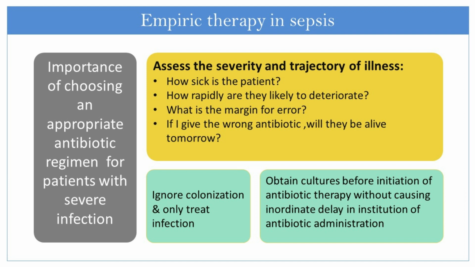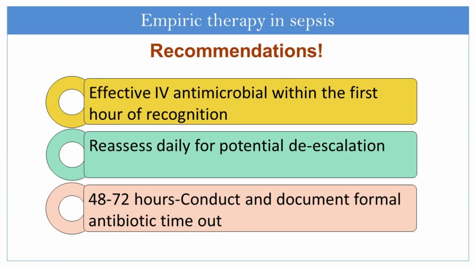So what are the recommendations in sepsis? Effective IV antimicrobial therapy within the first hour of recognition of sepsis. One should reassess daily for potential de-escalation of the broad spectrum antimicrobial. Within 48 to 72 hours, one must conduct and document a formal antibiotic timeout. And it is also recommended that the proper duration of antibiotic use must be implemented.